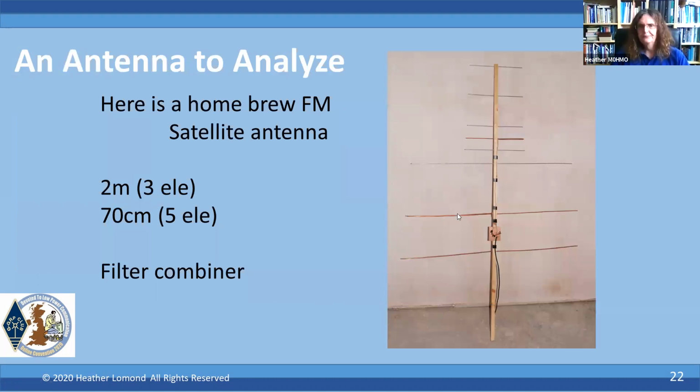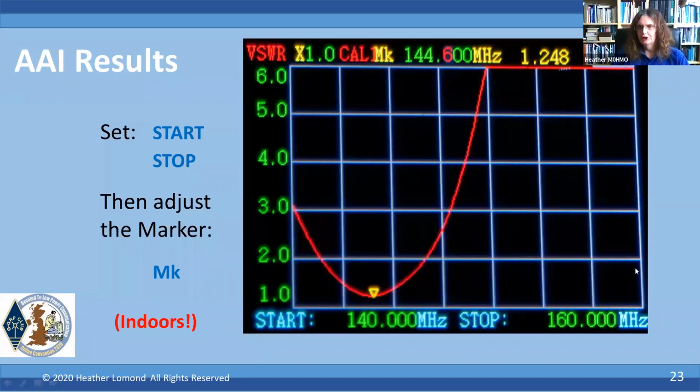Okay, so let's have a look at a real antenna. There's one I built. It's an FM homebrew satellite antenna, 2-element on 2 meters. And there it is. I've set the start, set the stop, adjusted the frequency for the marker until the marker was at the bottom. And I can see that at 144.6, I've got an SWR of 1.28, which isn't great. But as I point out, this is measured on my bench next to where I am. If I take it outside, the frequency goes down slightly and I get my 1.0. So there's an example of using one of these things.